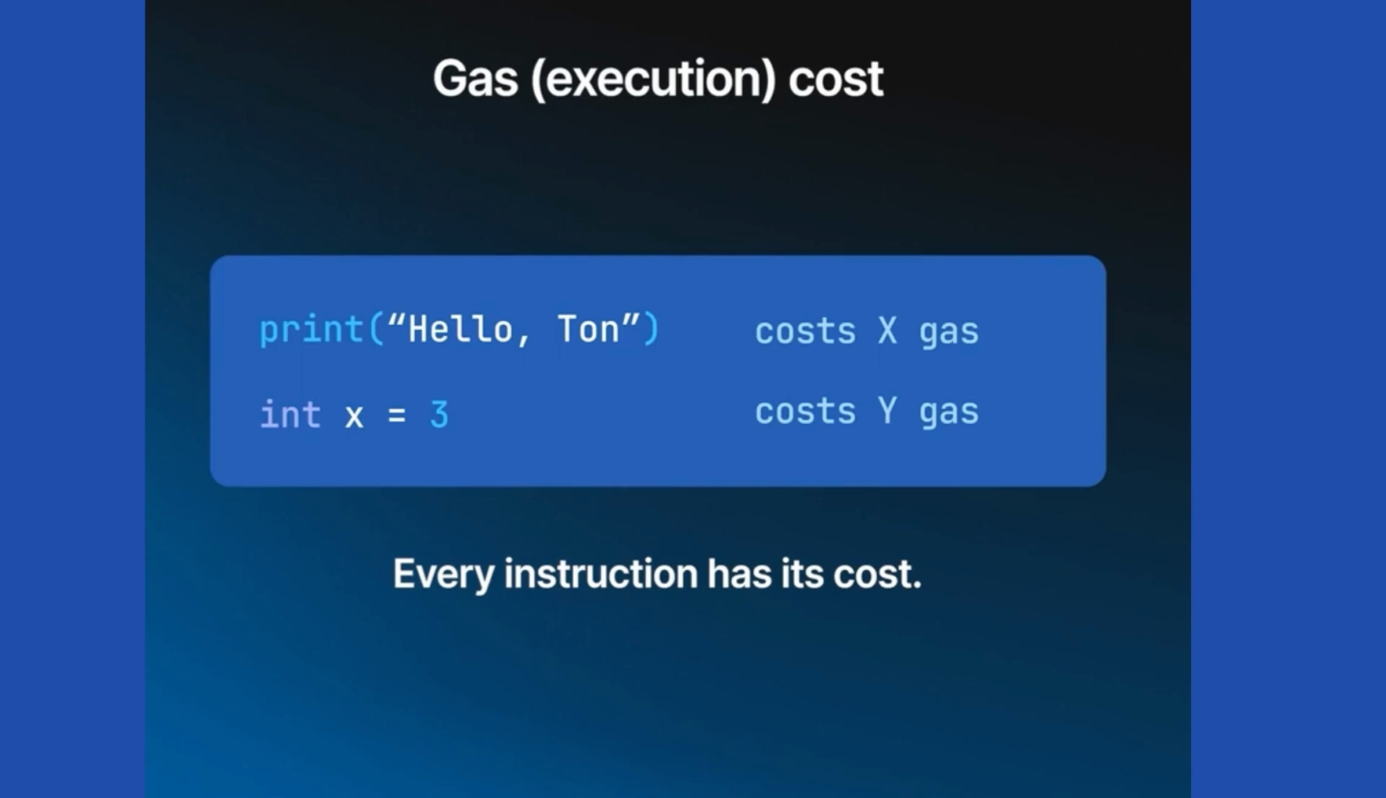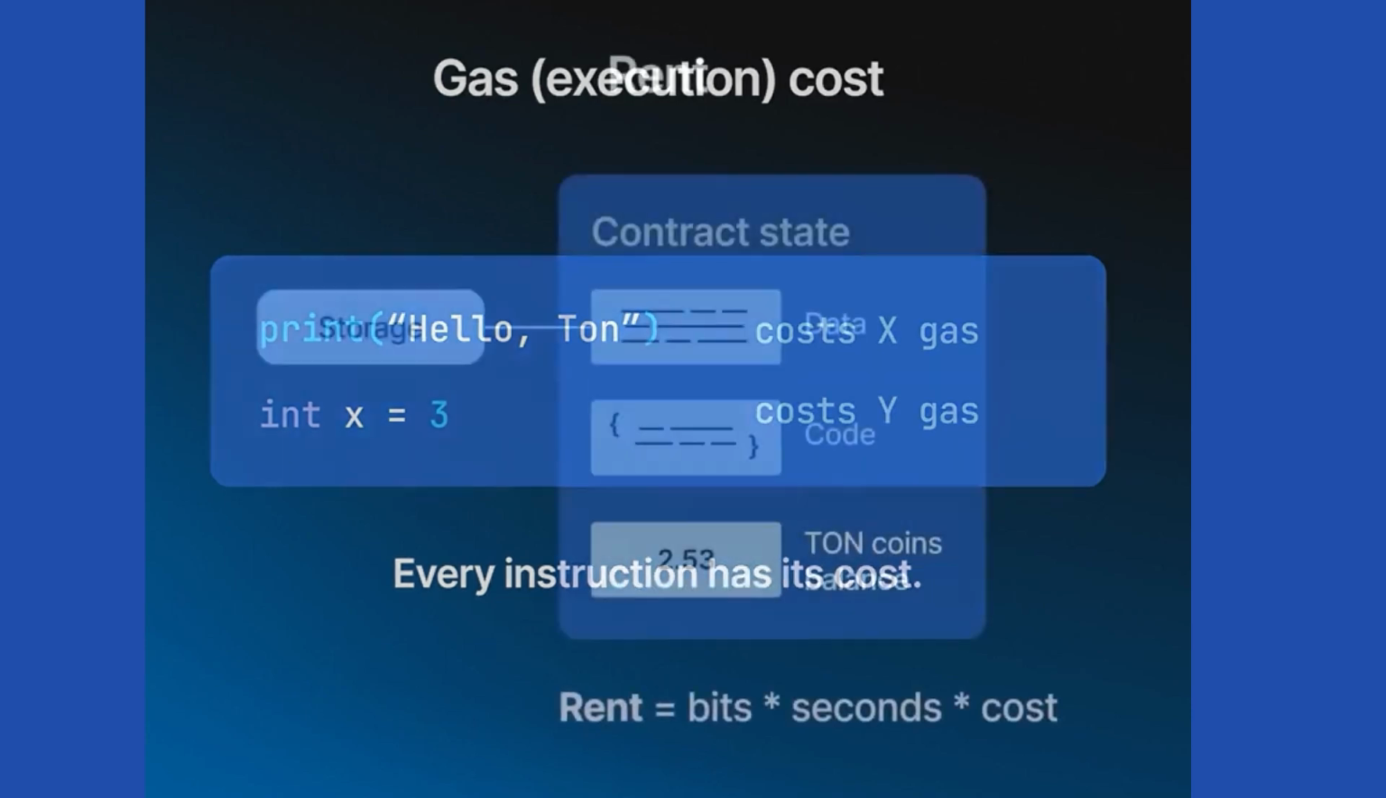So the longer your program runs, the more gas costs it will incur, and this cost is deducted from the contract's balance. Whenever the balance runs down to zero, the execution aborts and the transaction fails. So this gas cost makes sure that you cannot impose unbounded execution costs on the whole network without paying for it. But there is another important cost that is called rent.